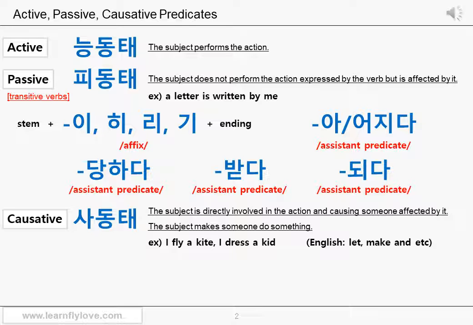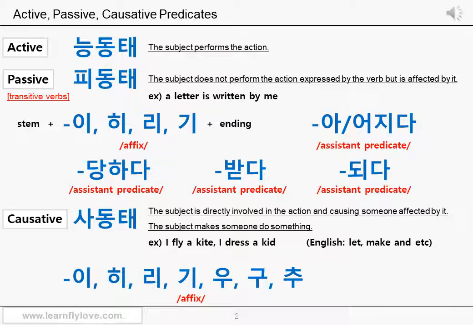You make the kid dress. Okay? Now you understand a little bit better. So in English, the verbs like let, make, have, get, and help can be causative verbs. Then let's see how we make causative forms in Korean.